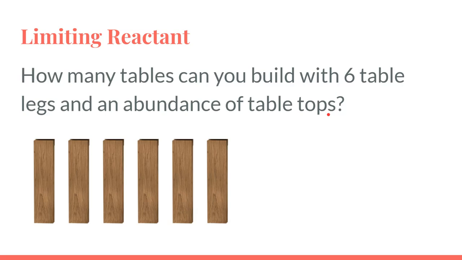But now let's say that I only have 6 table legs, but I have an abundance of tabletops. I have as many tabletops as I want. How many tables could I build, and how did you come up with that answer? You should have said that I could only build a single table, because I would simply run out of table legs. I would use 4 of them and 1 tabletop to make a single table, but then I only have 2 more legs, and you can't build a whole table with that. So because of the amount of table legs, it would limit how many tables I could make.